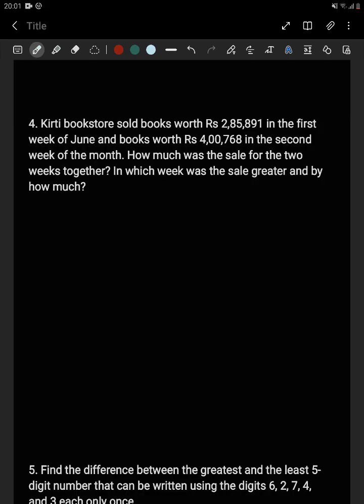Together means adding up. So it means we have to add up. Okay, you need to understand the question. First of all, you need to read it properly, and then understand what the question wants. Then it is asking in which week the sale was greater, by how much. So in the second week it was higher, and by how much means it is asking for the difference between the two.